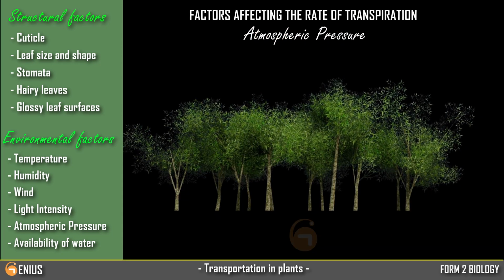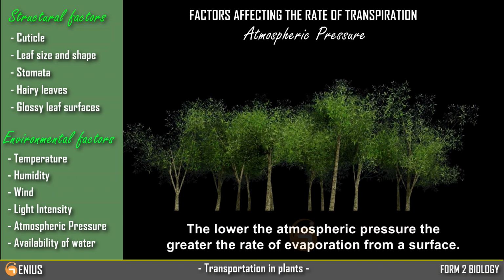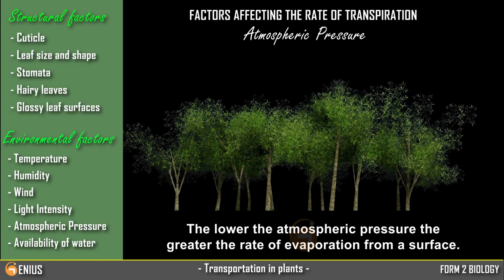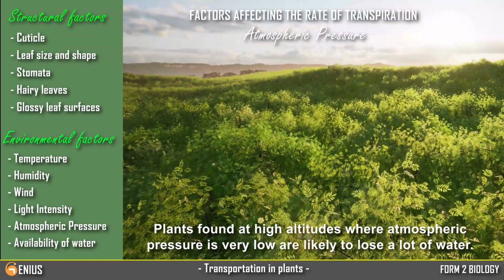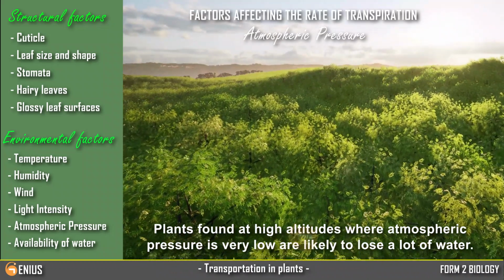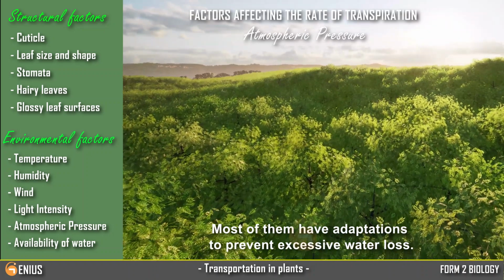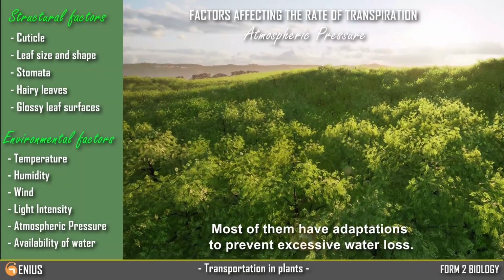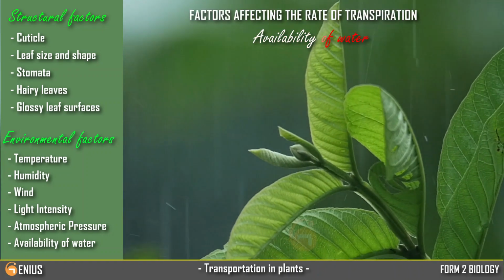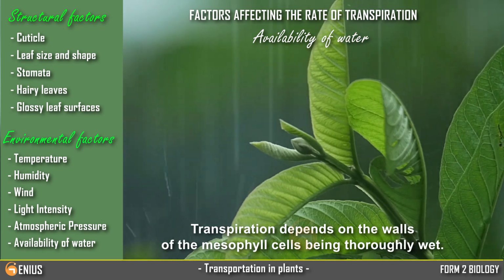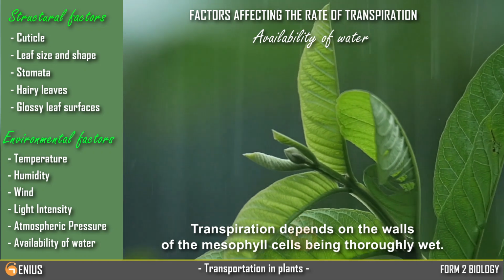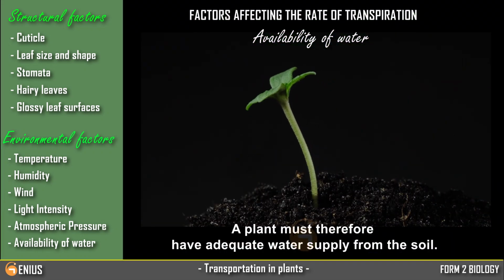Atmospheric pressure. The lower the atmospheric pressure, the greater the rate of evaporation from a surface. Plants found at high altitudes where atmospheric pressure is very low are likely to lose a lot of water. Most of them have adaptations to prevent excessive water loss. Availability of water. Transpiration depends on the walls of the mesophyll cells being thoroughly wet. A plant must therefore have adequate water supply from the soil.